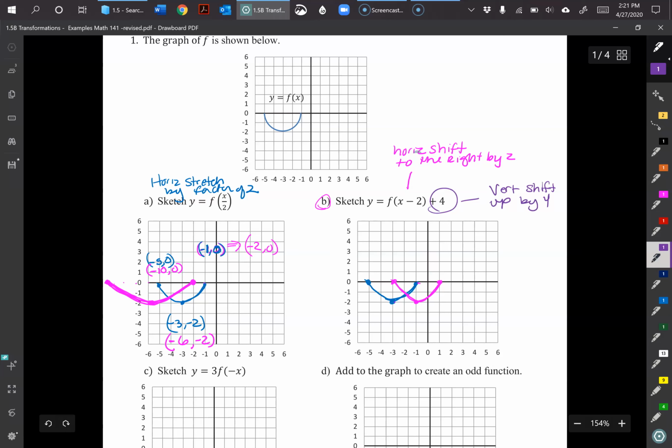So now I'm looking from the pink one. I'm going to go 1, 2, 3, 4. 1, 2, 3, 4. I'm just going up. All those dots go up 4. And I'm done. Okay. You can do that all together at the same time, but I just wanted to make sure you saw the stages.